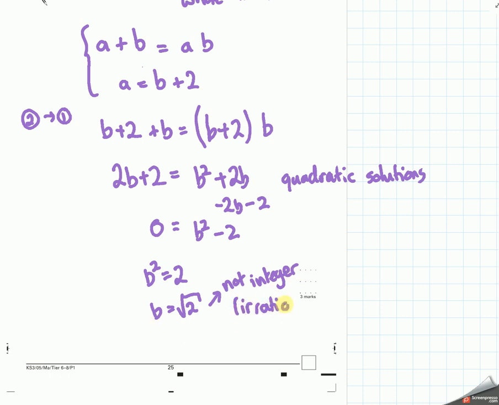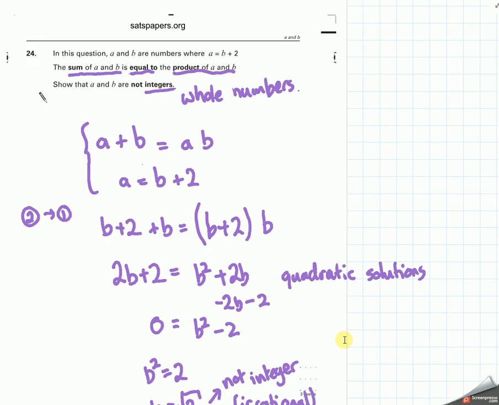So if B is irrational, we put it back into our equation for A. A is 2 plus B. That means it's 2 plus the square root of 2. And again, that's irrational. You can do nothing about combining these terms together, or anything that makes a better step. We've now shown that both A and B are irrational, hence we can say that we have not got integer solutions.